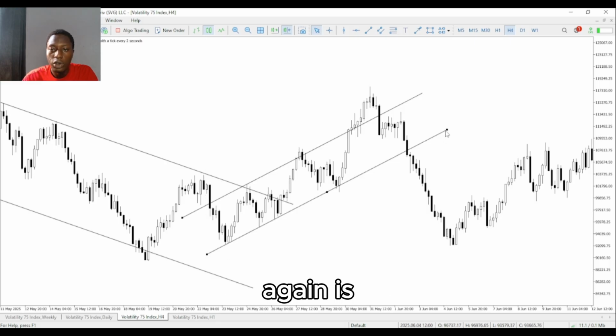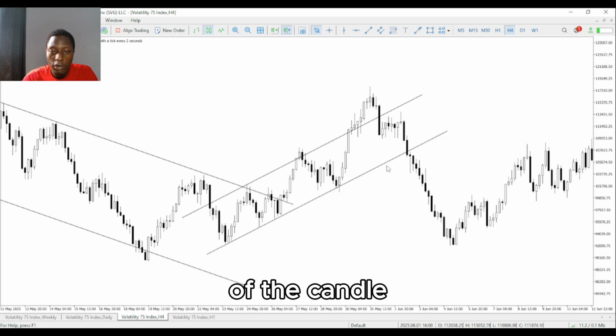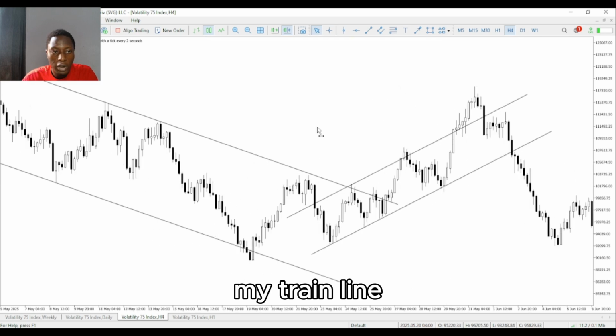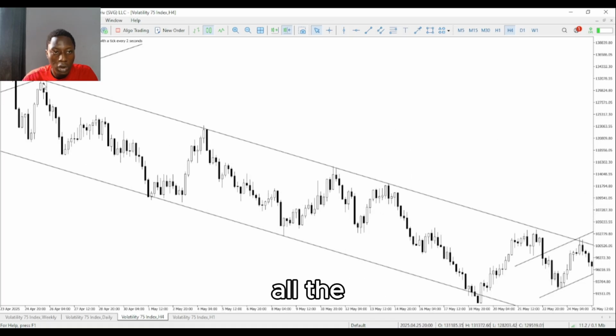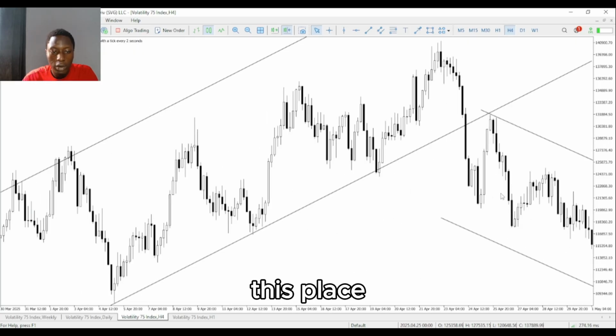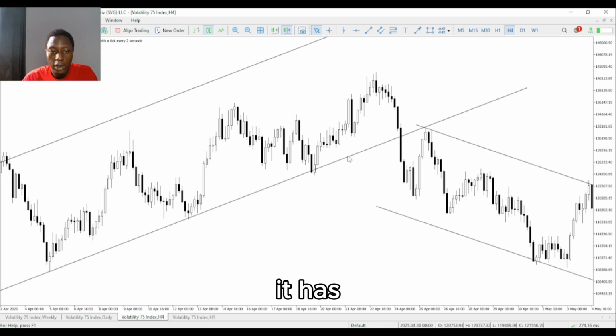Another thing again is you can draw your trend line within the wick of the candle. Within the wicks, if you see my trend line that I drew here, you see that all the wicks are touching the trend line. Then this one right here, you see the body is inside the trend line. You can't find my trend line where a candlestick is above the trend line. The candlestick is always inside the trend line. Don't let the candlestick be outside the trend line. This place now has a little bit of the wick coming outside.